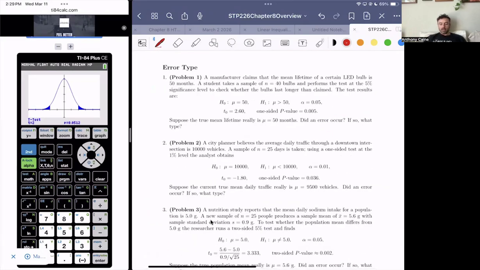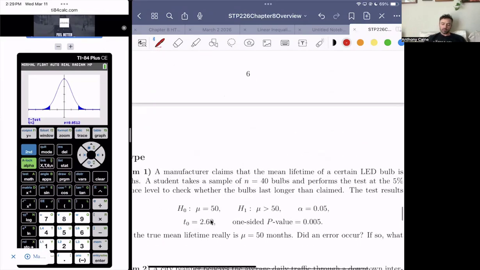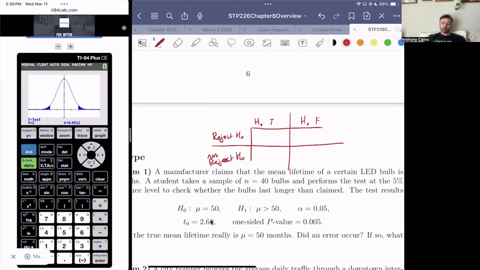Error types. Okay, so let's just do a quick little review of the error stuff. So the null hypothesis, it might be true and it might be false. That's something we don't know. This is just some God-given thing. We don't know it, but it either is true or false. What we know is what our data tells us. So we can go out and collect samples, and based on our data, we might reject the null hypothesis, or we might not reject the null hypothesis.